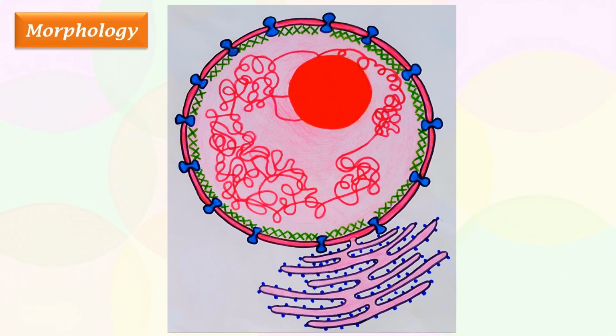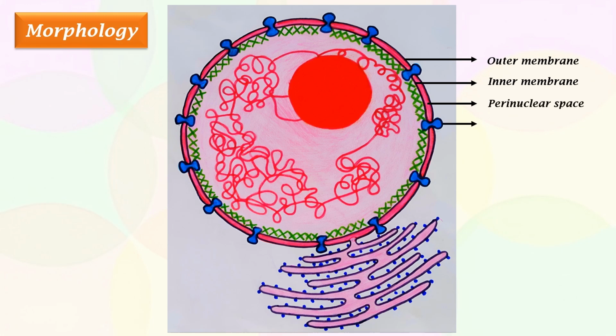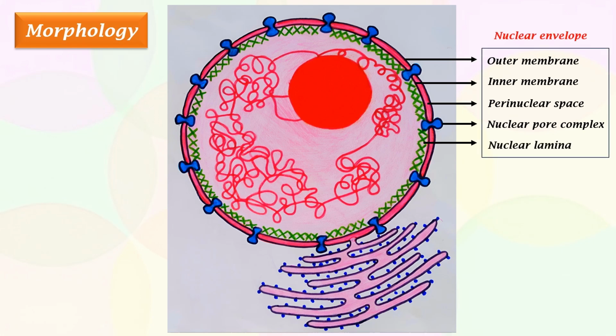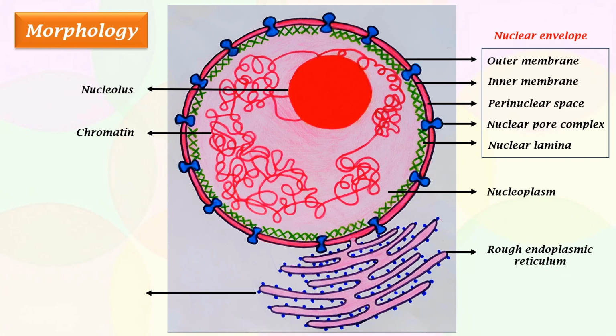Morphology of the nucleus. It is a double-membraned organelle. This is the outer membrane, inner membrane. Between the outer and inner membranes is the intermembrane space or paranuclear space, nuclear pore complex, and protein network called nuclear lamina. These all components together constitute the nuclear envelope. This dense body within the nucleus is the nucleolus, and these are chromatin threads carrying the genetic material, DNA. The gel-like fluid inside the nucleus is called the nucleoplasm. This is the rough endoplasmic reticulum studded with ribosomes, and is continuous with the outer nuclear membrane. This is the cell cytoplasm.